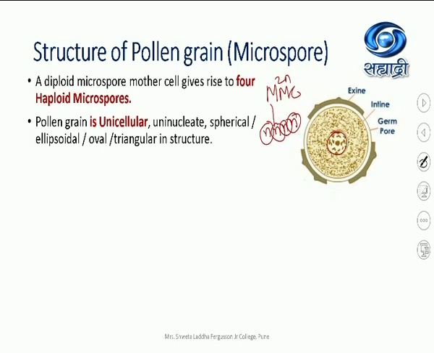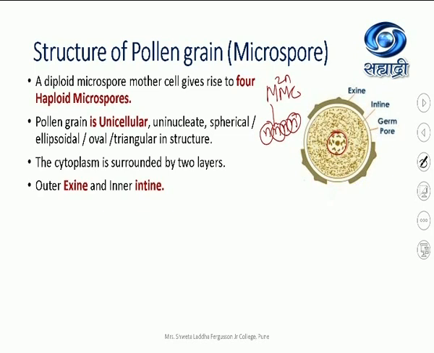It is spherical or oval or ellipsoidal or triangular in shape. Look at the structure, it is circular, sometimes it is oval, triangular. The cytoplasm is surrounded by 2 layers, outer exine and inner intine. Look at this, this is the cytoplasm. It's not labeled, but this is cytoplasm. And this cytoplasm is surrounded by 2 layers. The inner layer, which is white in color, is intine. Now I am making it red. This is intine and the outer is exine.